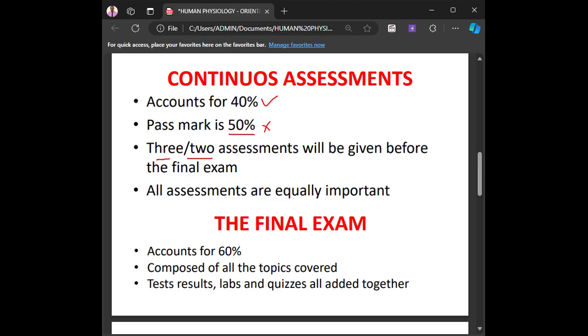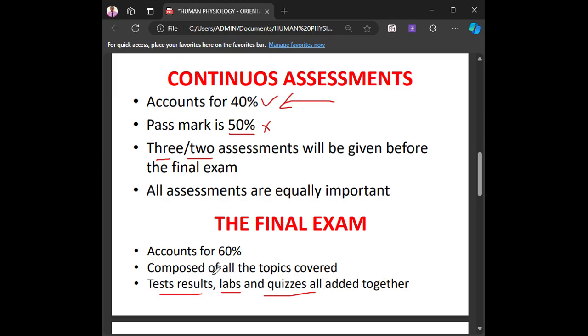Now, when it comes to the final exam, it is made of 60%. And by the way, on the continuous assessments, in order for us to have this 40%, your test results, your lab report results, and your quizzes will all be added together.